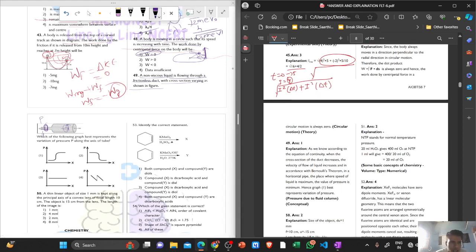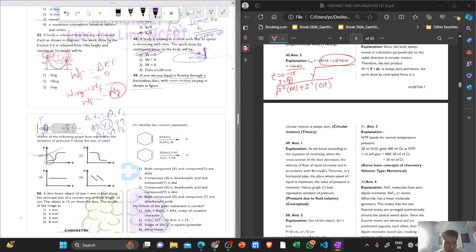You just need to use the equation of continuity, A1 V1 equals A2 V2. When area is high, velocity is low, pressure will be high. Area is low, velocity is high, pressure will be low. So area is low, pressure is low. Option 1 will be the correct answer.